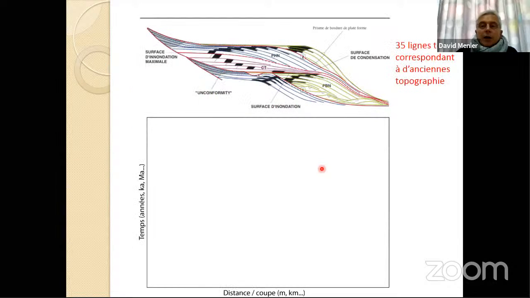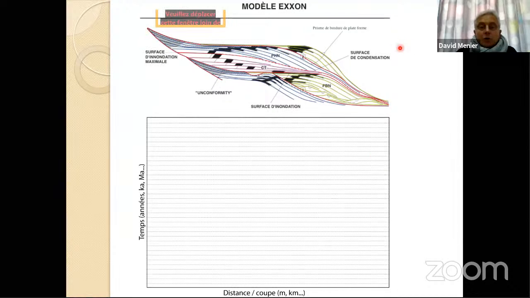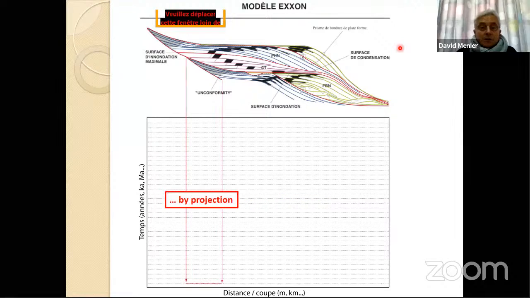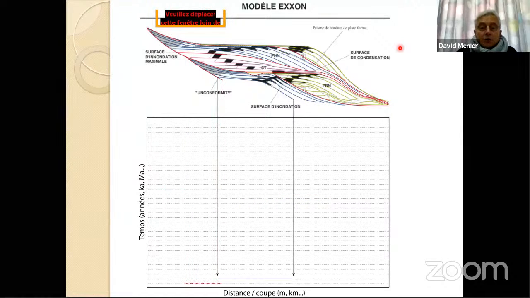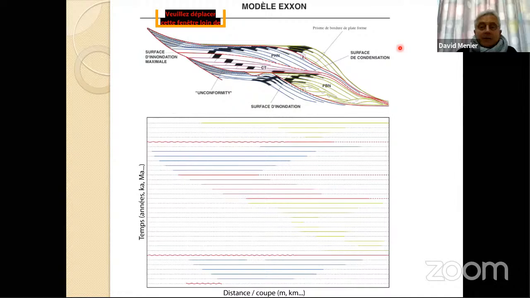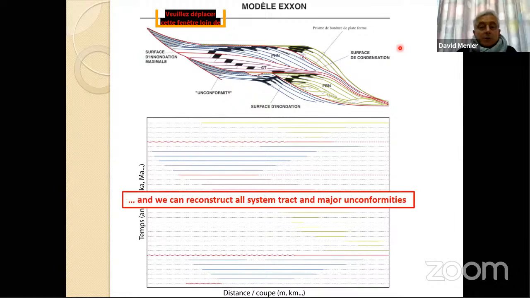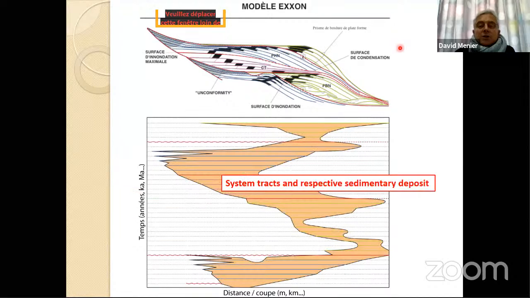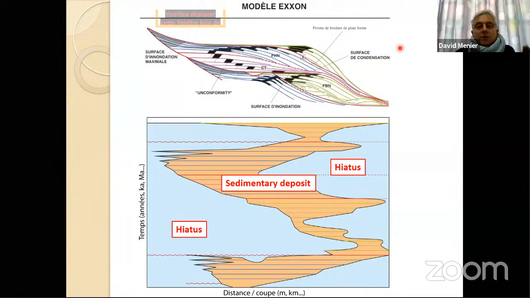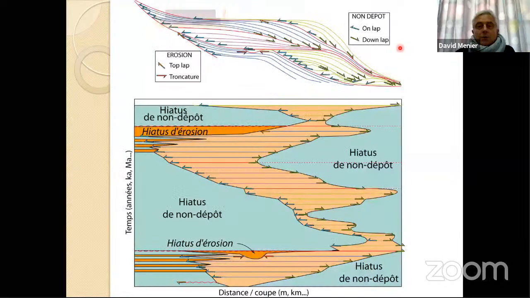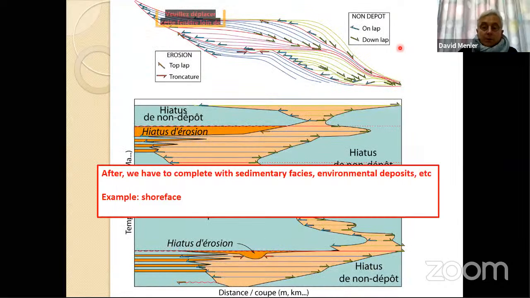Look at that. We have 35 lines. And how do you trace a line in the diagram? By projections. And you do that slowly. After that, you can reconstruct all the systems tracts and measure unconformities, in order to know where we have sedimentary deposit, where we don't have deposit, etc., in order to understand the history of my basin. And at the end you have the possibility to understand the Wheeler diagram that they use in oil and gas companies.